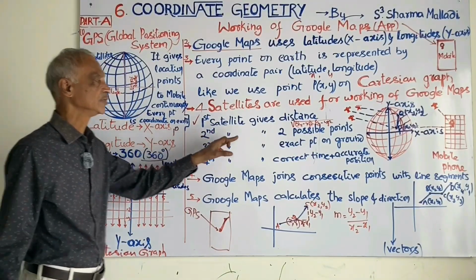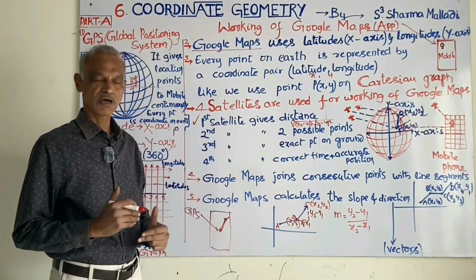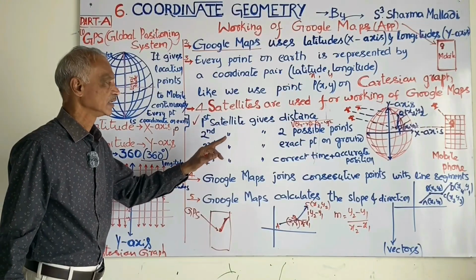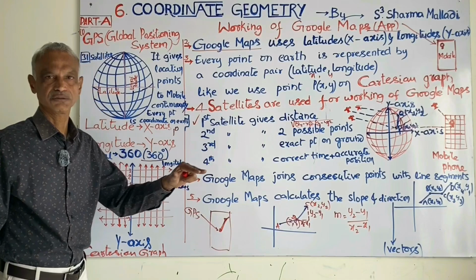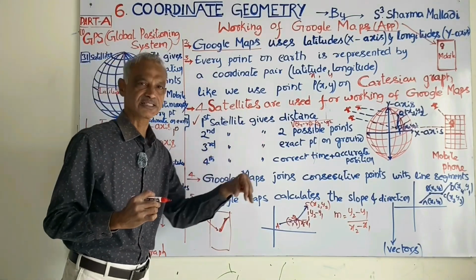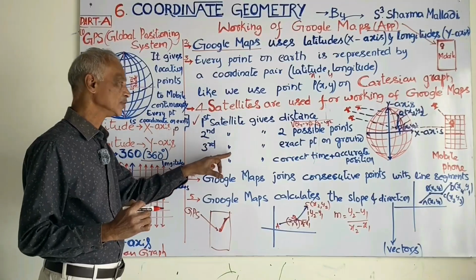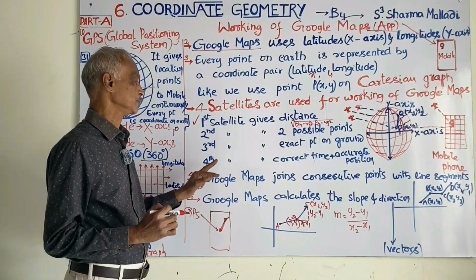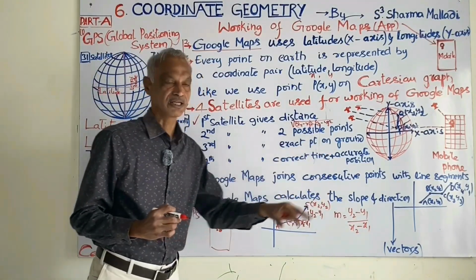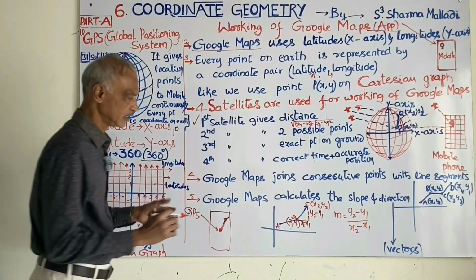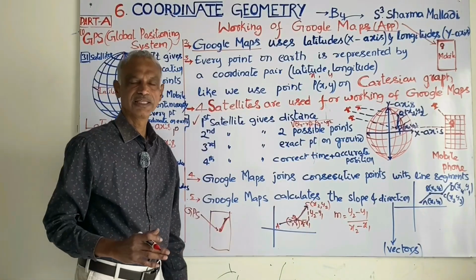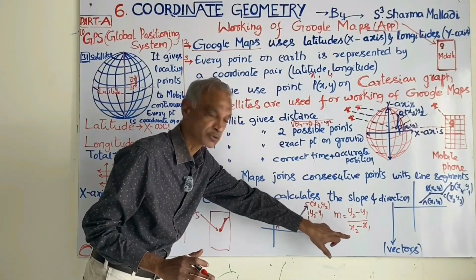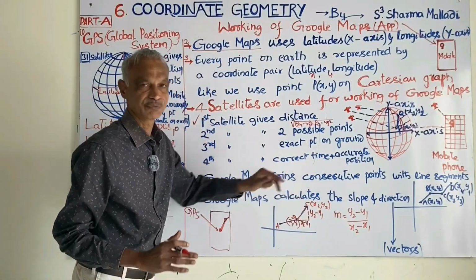The second satellite gives 2 possible points where we are. The third satellite gives the exact point on the ground. Approximately it chooses 2 possible points, and from that, the third satellite gives you the exact point on the ground. Now the fourth satellite gives you the correct time and accurate position, and also it calculates the slope of the line. You see there will be some turnings. With the use of slope, that is y2 minus y1 by x2 minus x1, it shows the route.